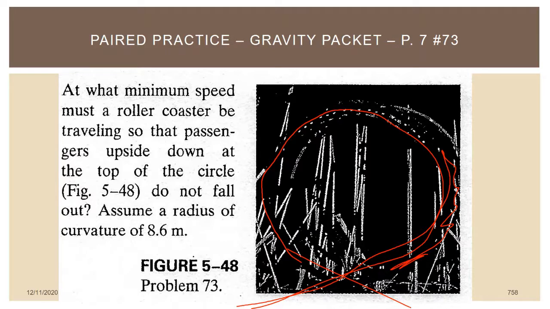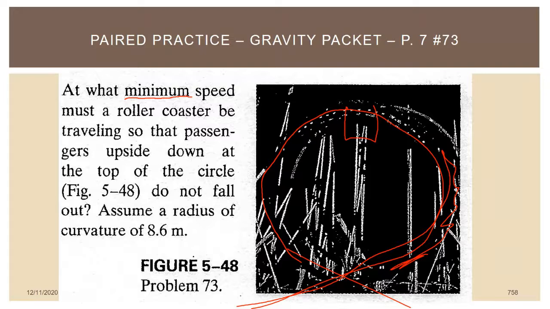And so essentially what they're saying is, at what minimum speed must a roller coaster be traveling so that the passengers upside down at the top of the circle do not fall out? And it says to assume a radius of curvature of 8.6 meters. There is a very important thing that we need to say here about this minimum speed requirement. But first, I want to go through the basics of the problem and do the calculation, or at least get the diagram going.